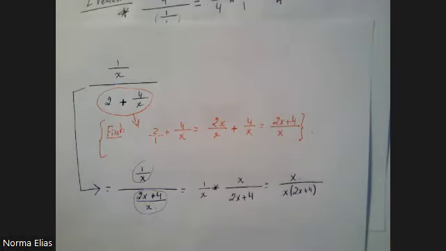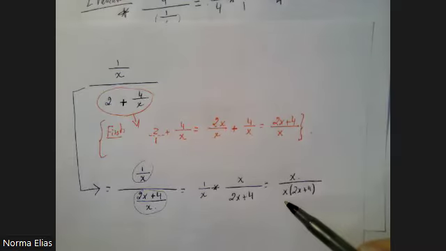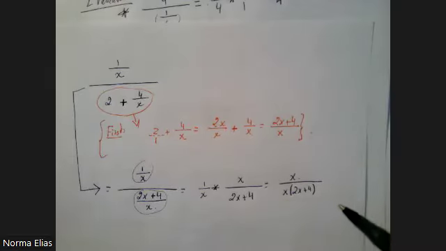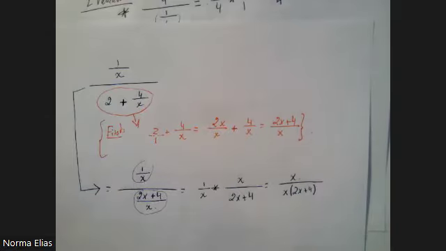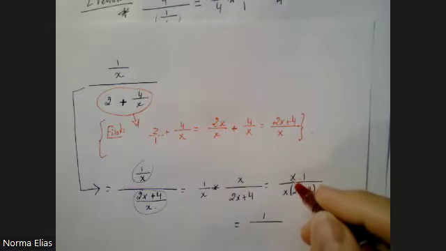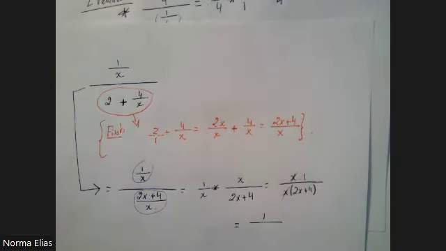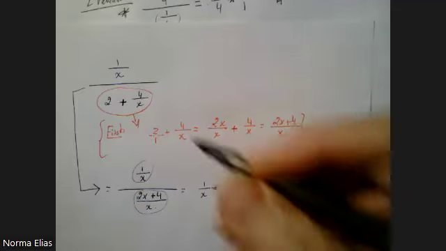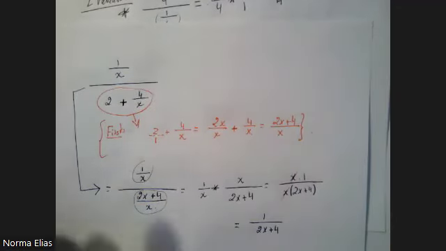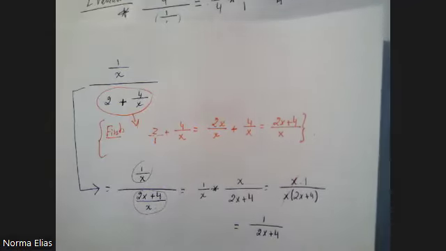Are you with me so far? Now, can I simplify the x and this x? Sometimes I can't. In this case, can I simplify those two x's? This is basically x times 1, and this is x. So this would leave me with 1 over 2x plus 4. And this is a way, way, way easier expression than the one we started with.